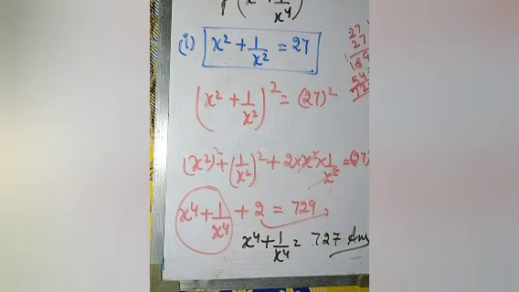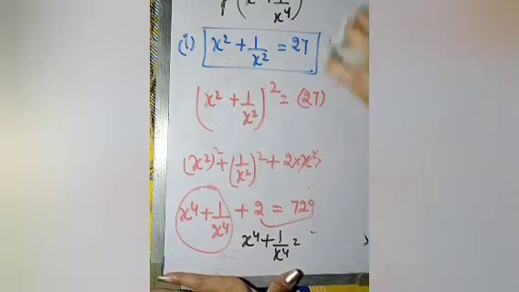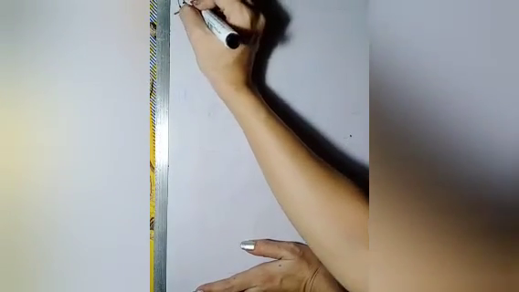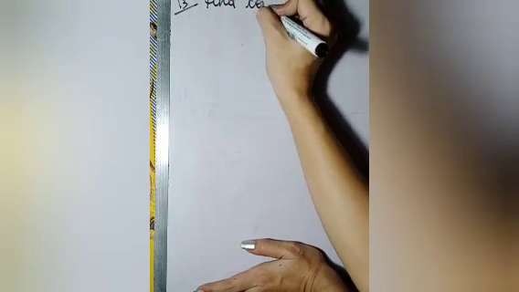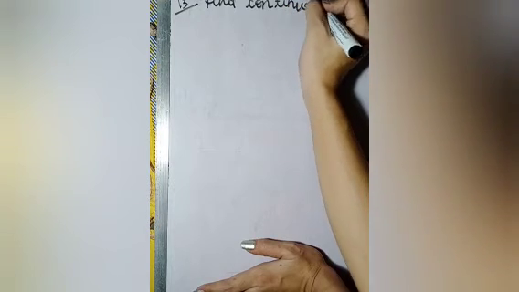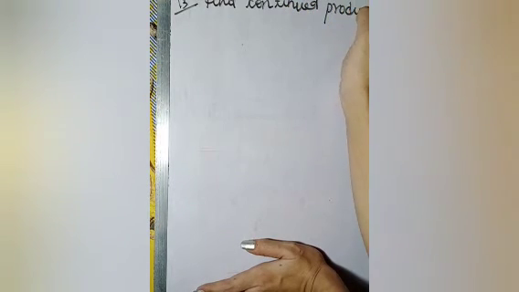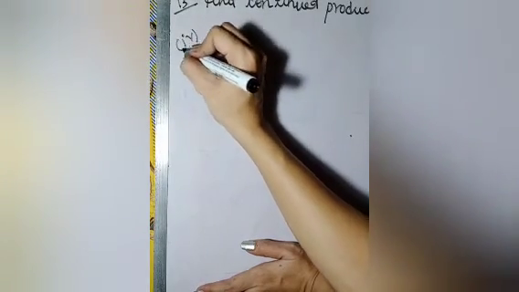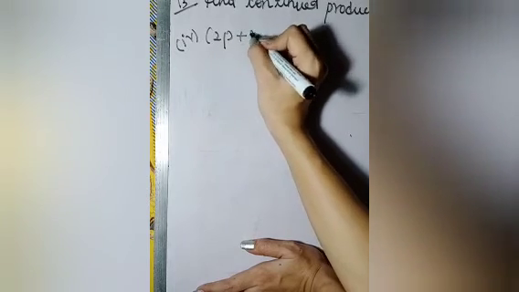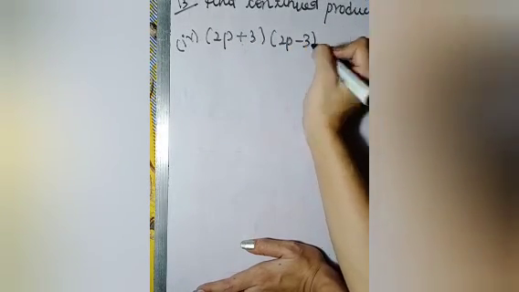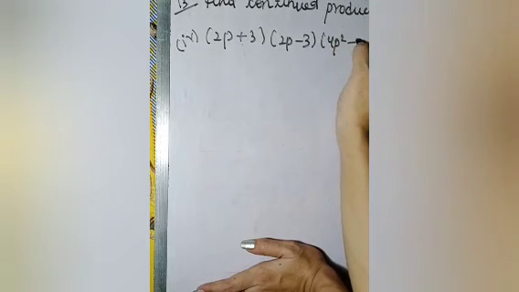Right? Now move on to question number 13. We have to find the continued product. We are looking at part 4: (2p plus 3)(2p minus 3)(4p square plus 9).